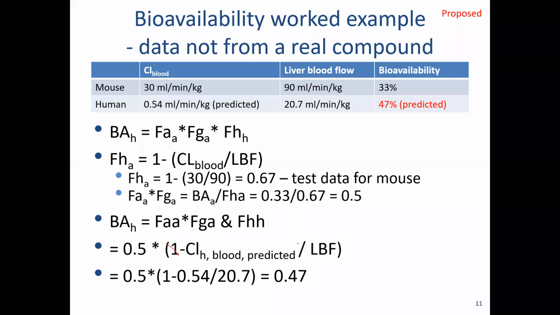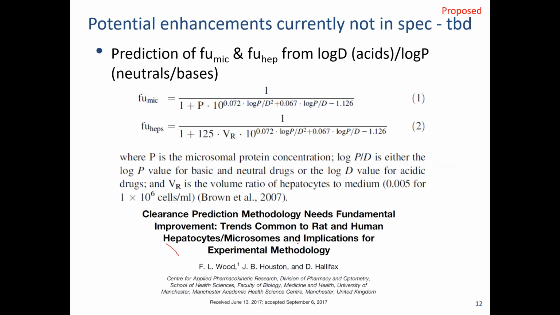Then the final potential enhancement that we've got on the list of things to do, as it were, is this idea of predicting the microsomal and hepatic binding based on log D or log P QSAR equations. The equations are these. They were developed, I think, in AstraZeneca originally. There's a fairly recent publication which summarizes this information and links back to the original papers. So that would be the proposal, that we could include predictions of these values from lipophilicity values, essentially. Of course, log D is a concept that requires pKa estimation for acids. So that may or may not be easy to do, but I think we would implement this by asking you to input a log P or log D value for your compound and then use this equation as appropriate.